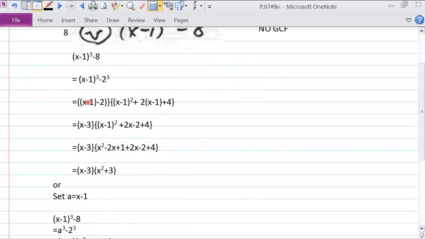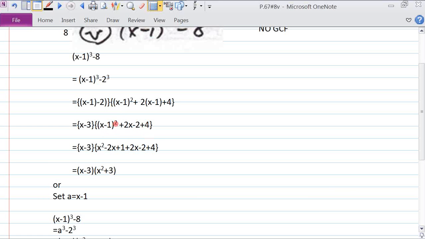Now, x minus 1 minus 2 becomes x minus 3. So I've simplified what's in this bracket here. Minus 1 and minus 2 is minus 3. Now I rewrite this, x minus 1 squared, and I remove this bracket here. I get 2x minus 2 plus 4.